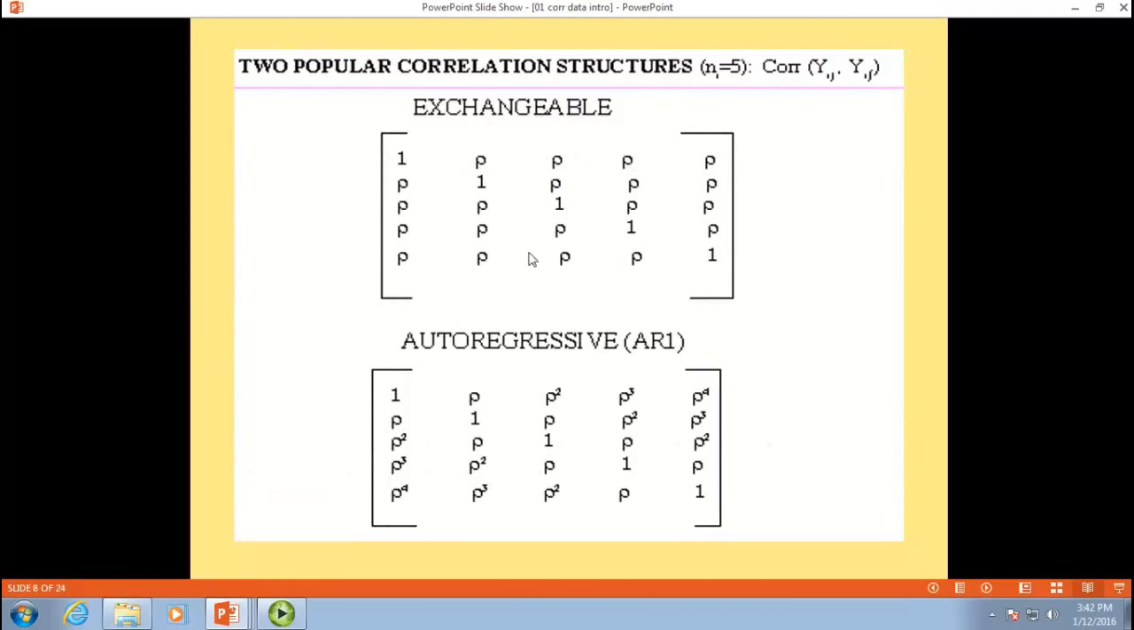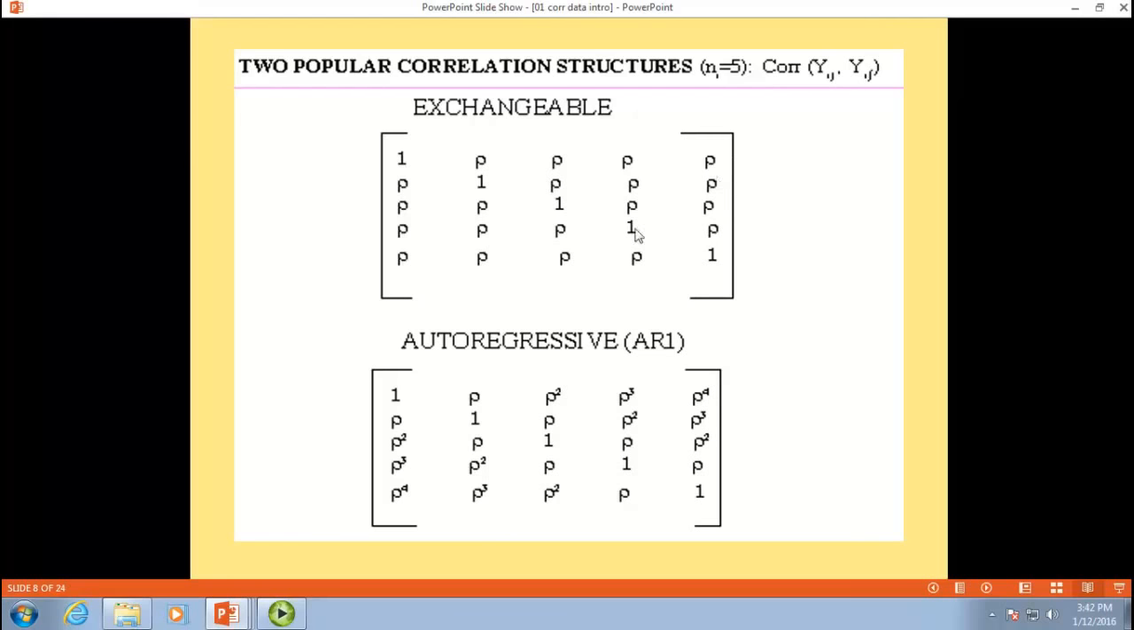See exchangeable? What does this say? In this case, you're talking about a person who has how many measurements? This is what kind of matrix? It's a 5 by 5 matrix. Now, on the diagonal of the matrix, you see the number 1. What is that? The correlation of any observation with itself, right? What's this one? Rho. It's the correlation of the first observation with the second observation, right? And this one is the correlation of the first observation with the fifth observation.